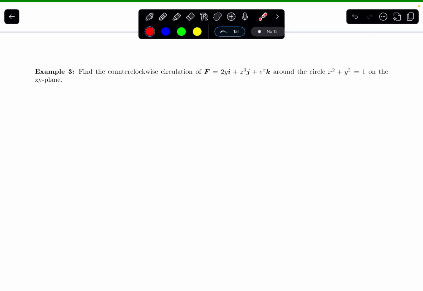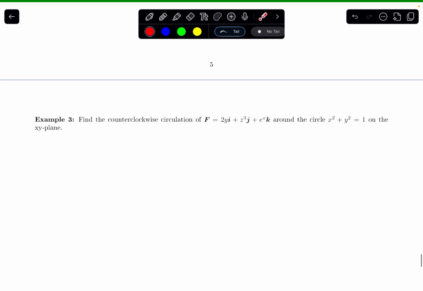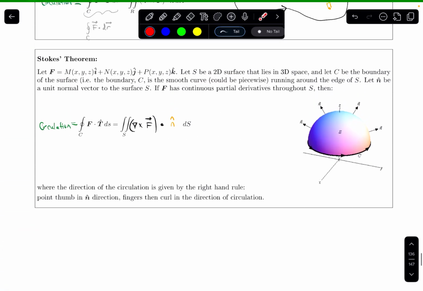In this video, we are going to do some examples using Stokes' theorem. So let's recall what Stokes' theorem says. If we have a vector field in three-dimensional space, and we have this surface in 3D space that has this boundary curve, then there are two integrals that are equal to each other.